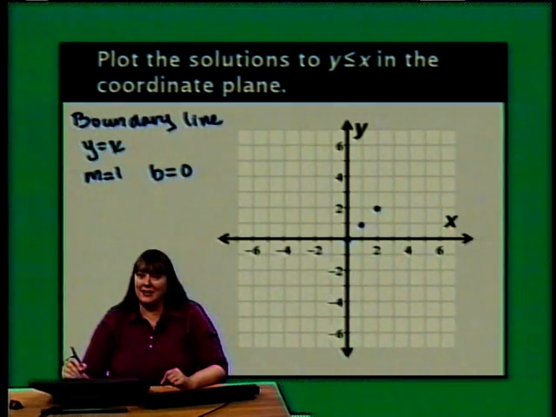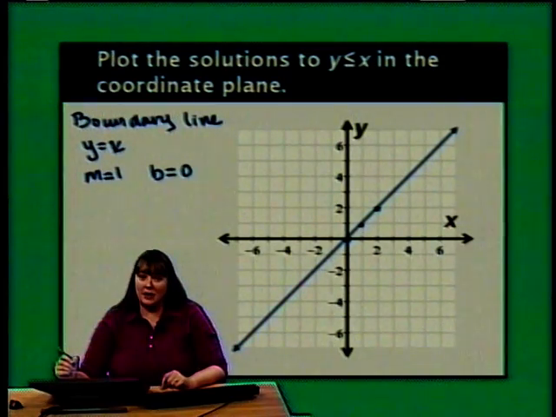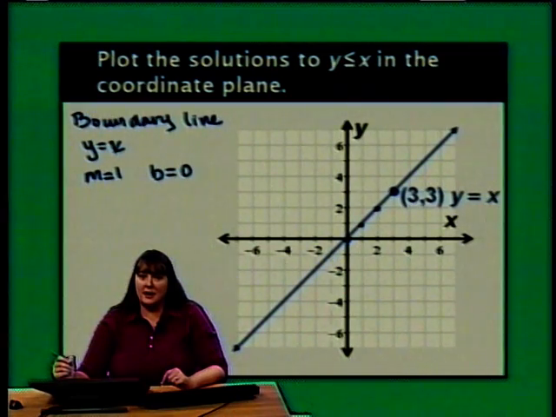This time the boundary line is included because we're looking at y is less than or equal to x. So I need to draw a solid line through y is equal to x. Now I need to decide, do I shade above this line or do I shade below this line? Well, if I think about a point on the line, for instance the point 3, 3, in this case y is equal to x. In fact, any point on the line is going to have a y value that's equal to x. The other part of this inequality is y is less than x.